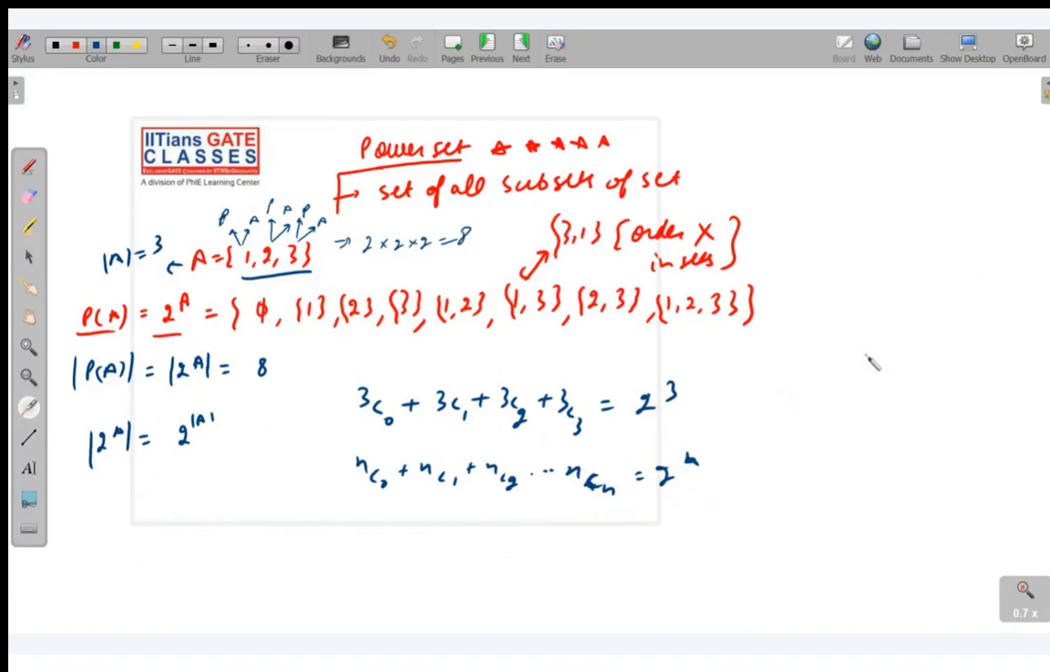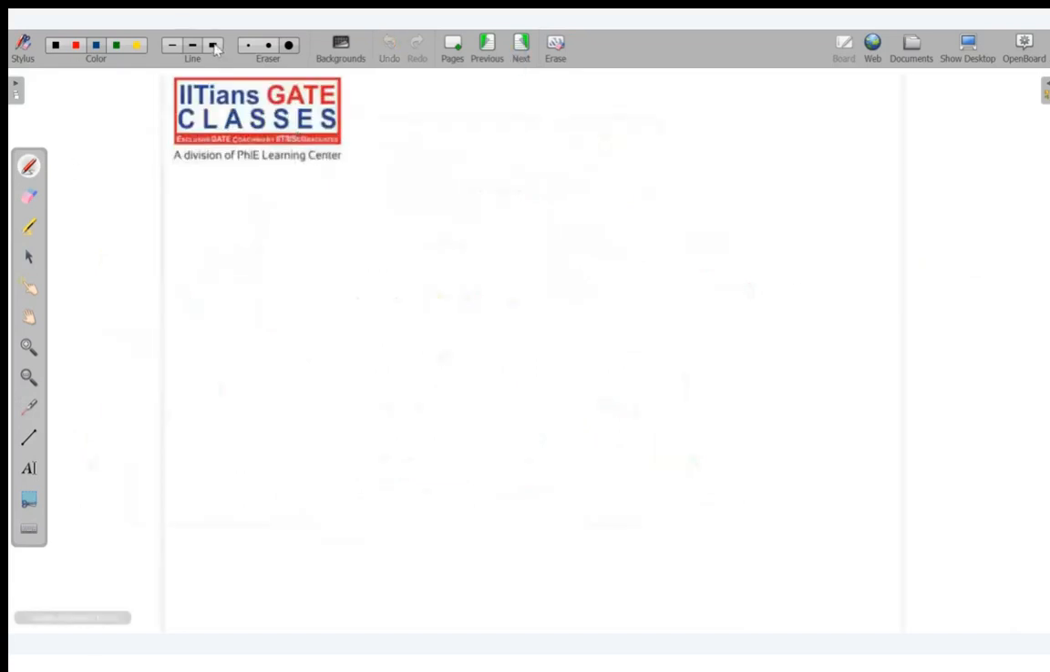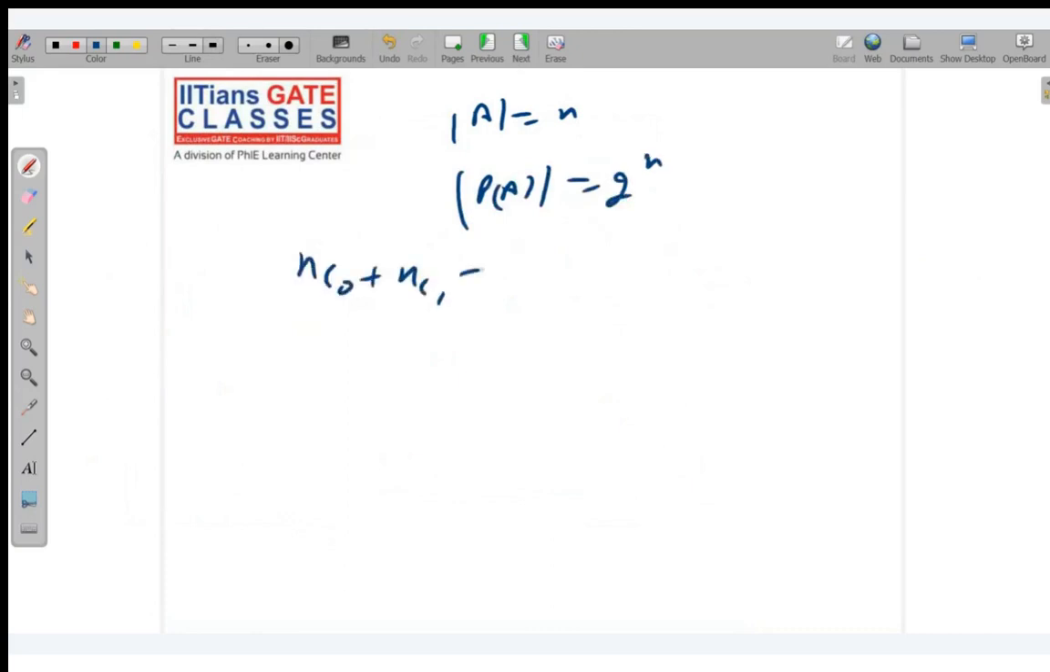Okay, so now we have got the idea. So to generalize and keep things more precise, take a snapshot. I will jump to the next slide. So just to keep the things more precise, I will say if cardinality of A is n, then the cardinality of the power set of A will be 2 power n, and the reason being NC0 plus NC1 plus NC2 dot dot dot NCN is equal to 2 power n.